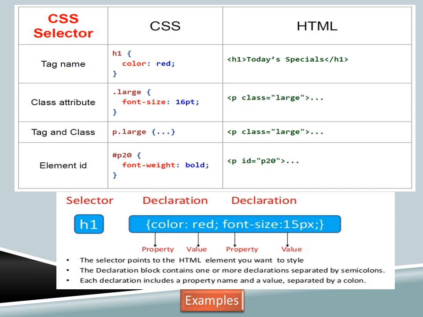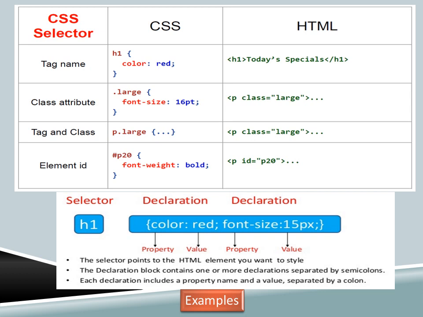In the next example, the class attribute, we define class equal to some value, like class equal to large. In that case, in CSS, we will write dot large. That means the browser will search for a class whose value is large, and the font size will be 16 point.